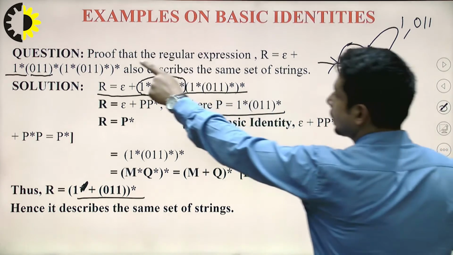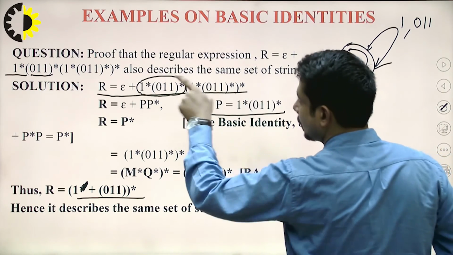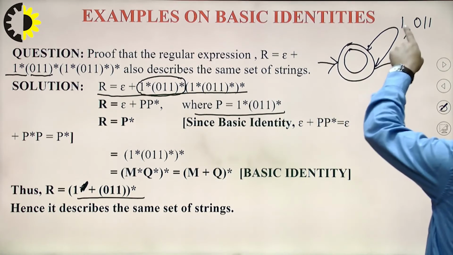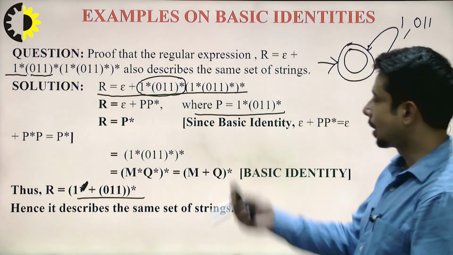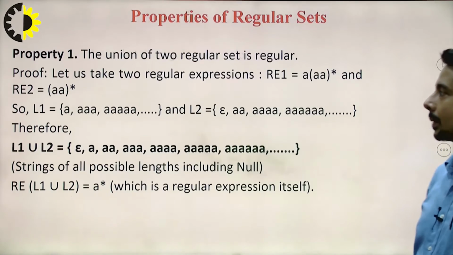That means the regular expression also describes the same set of strings. That means 1 and 0, 1, 1. That's it. This is how you need to prove it. I hope it is clear to everyone.